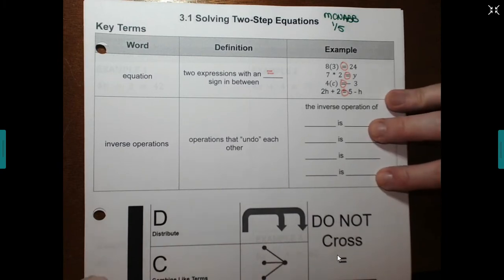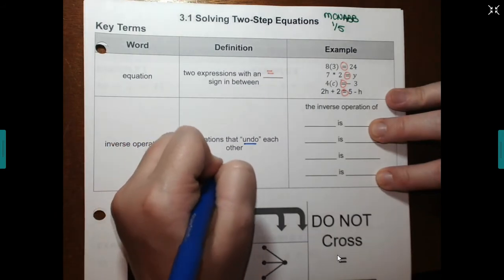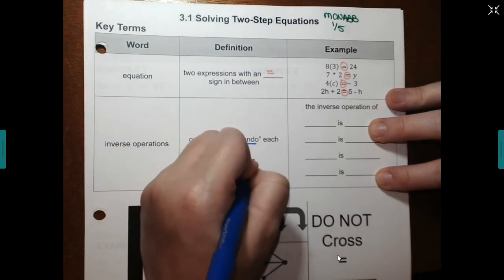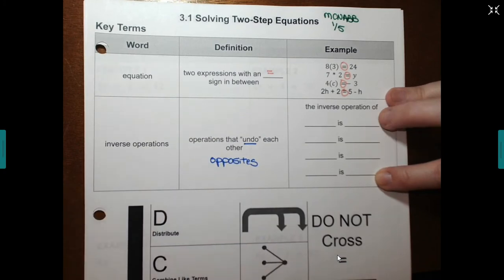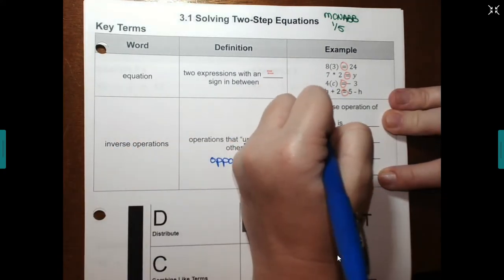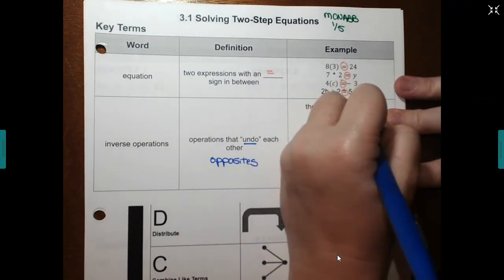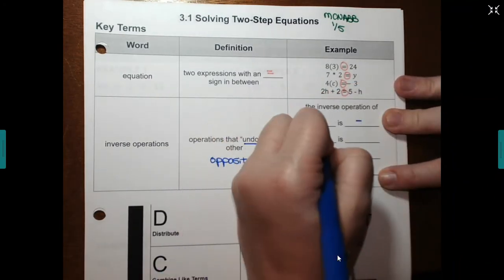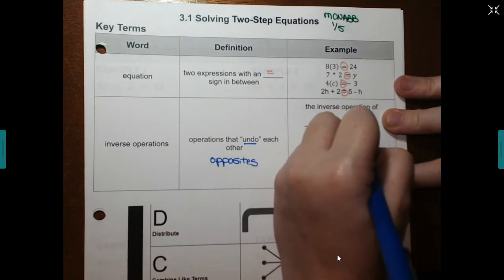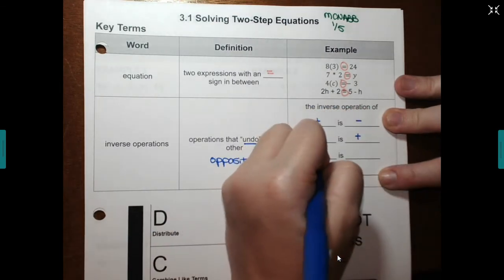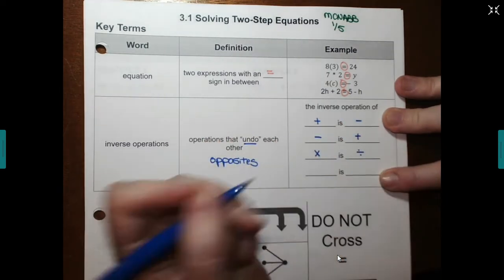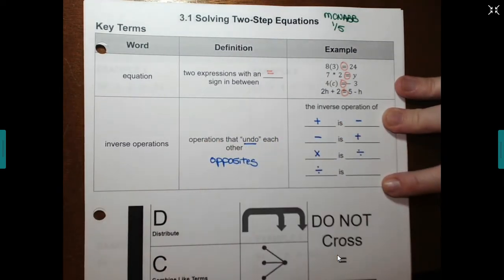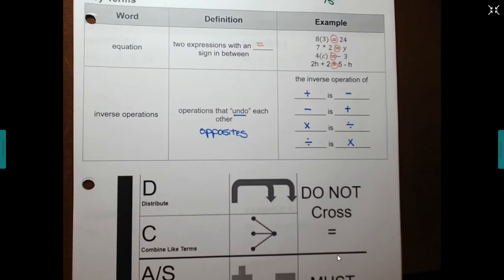Okay, inverse operations are operations that undo each other. They're also the opposites. None of that should be new information. So the inverse operation of addition is subtraction. The inverse operation of subtraction is addition. The inverse operation of multiplication is division. And the inverse operation of division is, you guessed it, multiplication. Go ahead and pause the video if you need to get caught up on those notes.